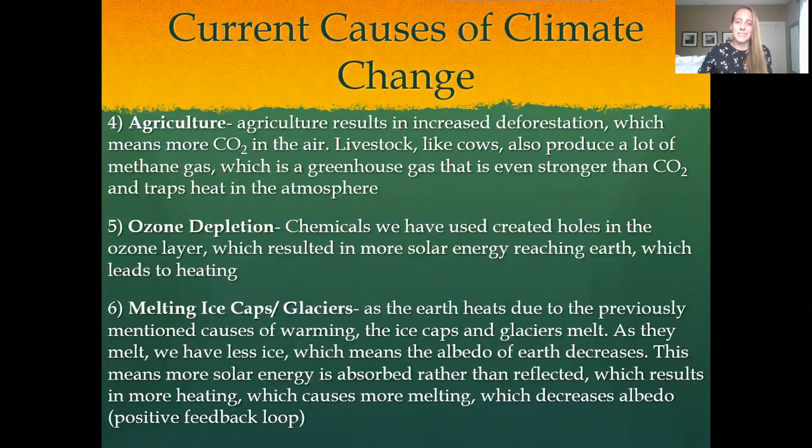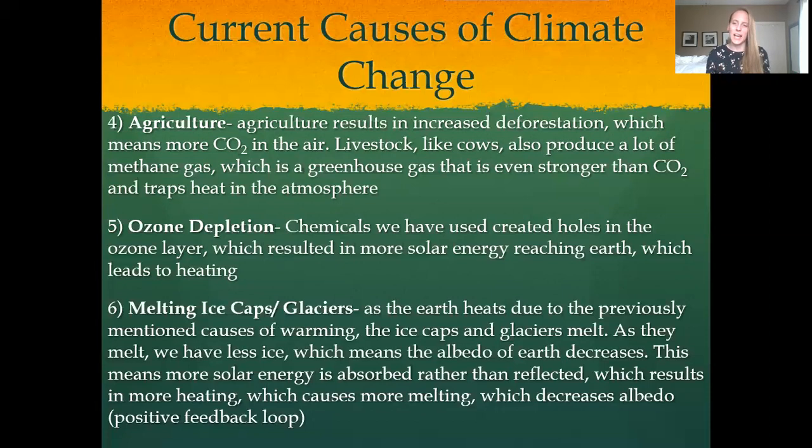And then you also have things like ungulates, for example, cows, that produce a lot of methane gas, which is a greenhouse gas that's actually even stronger than carbon dioxide in terms of its ability to trap heat. Ozone depletion is another issue. So chemicals that we have used in the past have created holes in the ozone layer, which means that less of the solar energy from the sun is filtered out before reaching Earth, which means more heating of Earth.